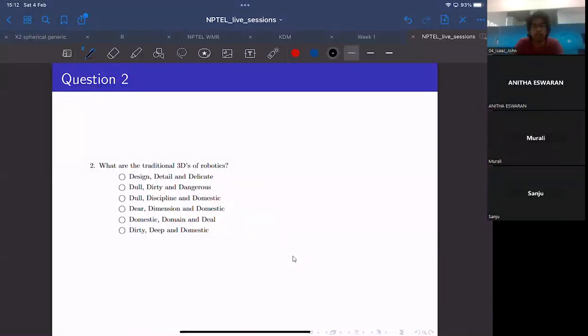The returns from whatever we are investing won't break even compared to the capital we are investing. So in the earlier days, when people started to automate tasks in manufacturing industries, people would normally use automation or robotics for tasks that are, which of them would be correct? Option 1: design, detail, or delicate. Option 2: dull, dirty, or dangerous. Option 3: dull, discipline, or domestic. Option 4: dear, dimension, or domestic. Option 5: domain, deal, dirty, deep, and domestic. Which of them would be the correct answer?